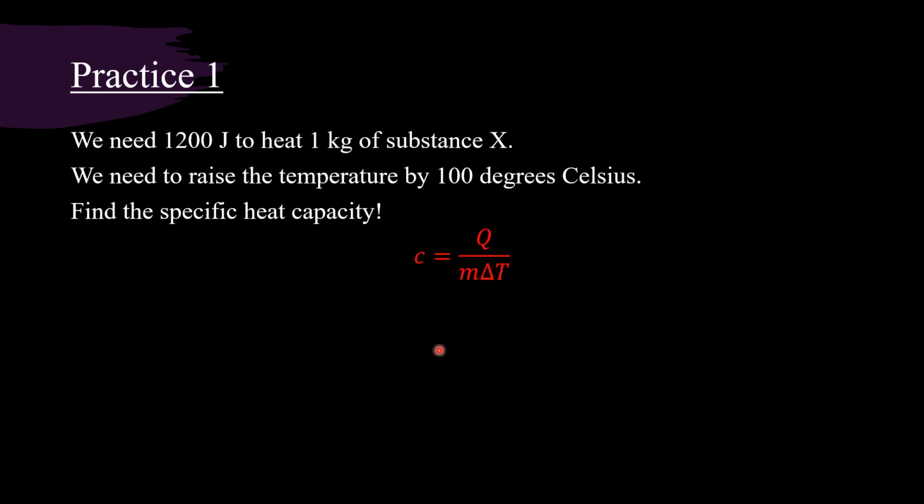So if we directly say, oh, it's actually C equals Q divided by m delta T, we will just put those numbers into the formula after you actually understand what the formula is about. In this case, don't forget the unit, which will be joules per kilogram per degree Celsius. So the answer will be 12 joules per kg per degree Celsius. So if we want to raise 1 kg of substance X by 1 degree, then we will need 12 joules in order to do so.